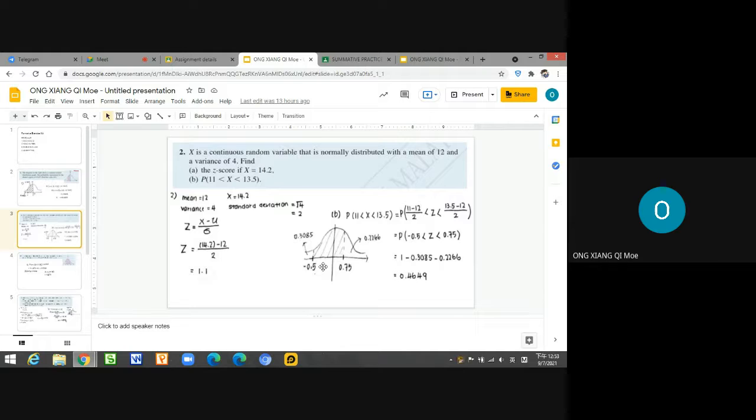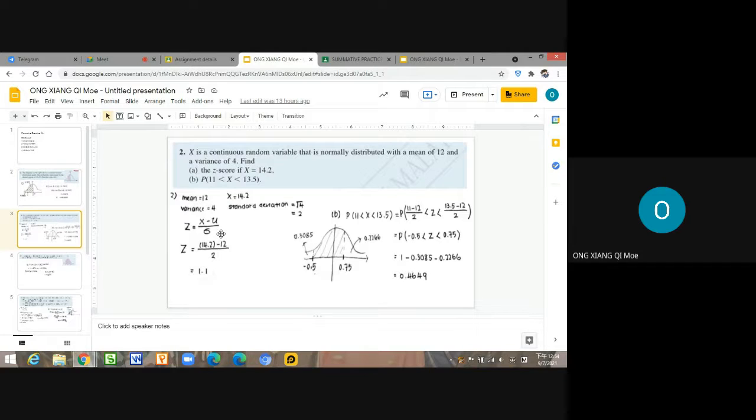S is a continuous random variable that is normally distributed with a mean of 12 and a variance of 4. Find the z-score if x is equal to 14.2. Through the question, we know that the mean is 12, variance is 4, and x is equal to 14.2. Based on the formula, z equals s minus mean divided by standard deviation.